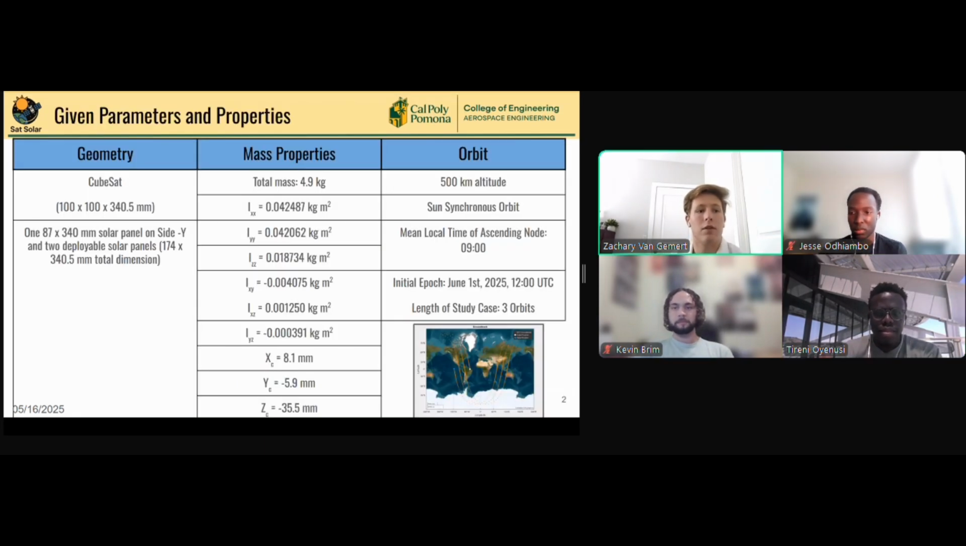The geometry of our CubeSat is 100 by 100 by 340.5 millimeters. The mass properties: the total mass is 4.9 kg. Here are all of our moments of inertia, and that's our center of mass down below.